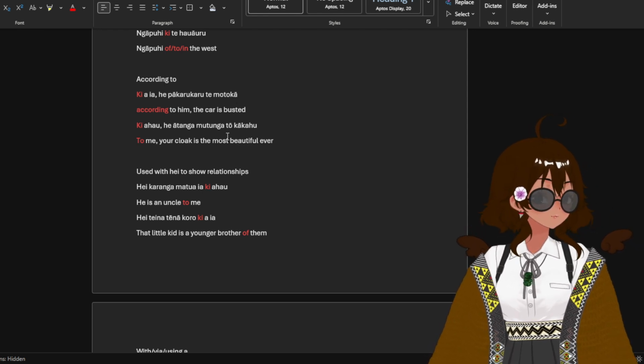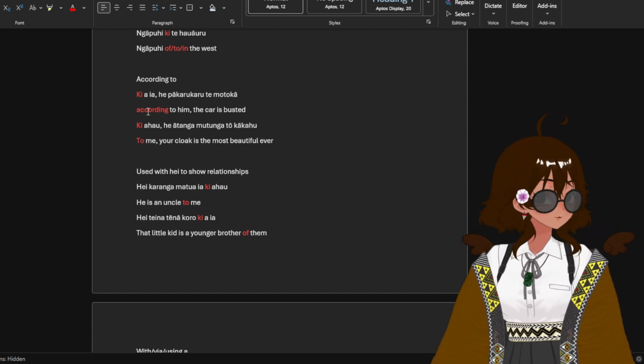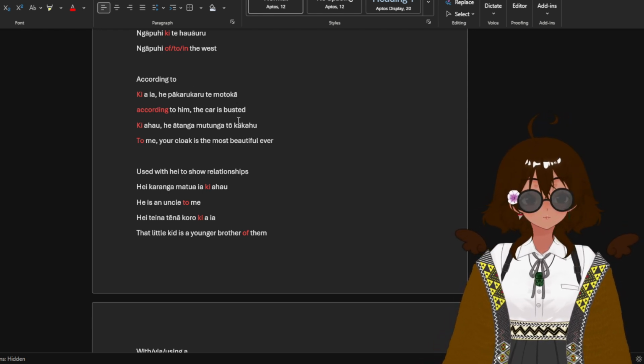Obviously, this one does show up in a fair few phrases, like ki taku mōhio, like "I think" or "according to what I think", you could think of it as. It's fairly common to use.